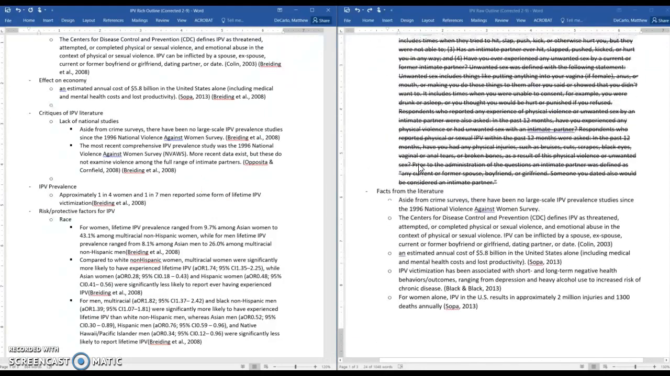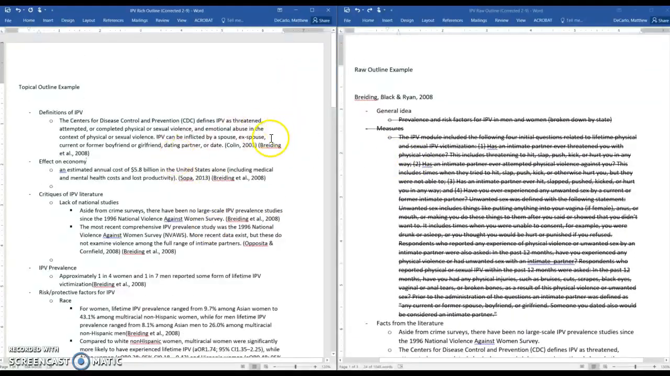So another thing that I wanted to point out here is internal citations. So this is the original source of this information. So if I wanted to actually look up that CDC definition of intimate partner violence, I could go to Collin 2003, and that is exactly where that information would be. But where did I get that information from? I got that from the Brighting article.